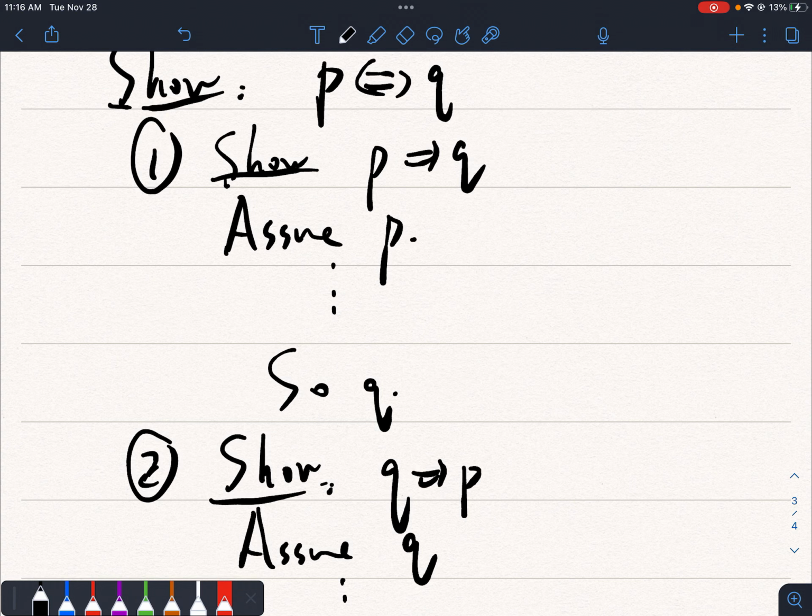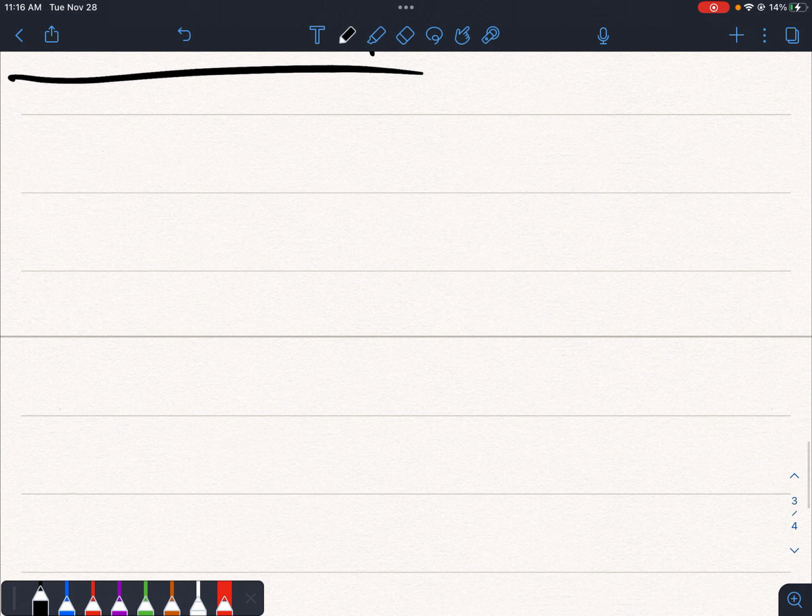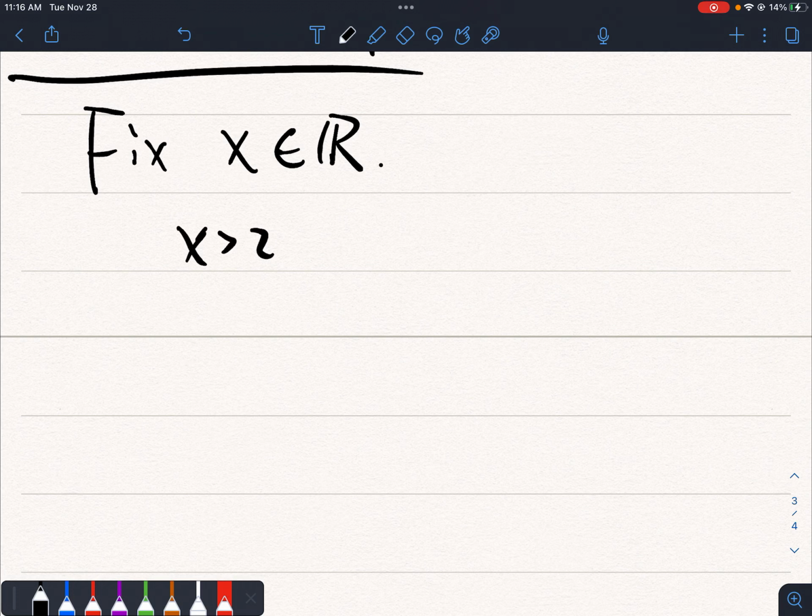So maybe we can look at some examples. So I have some examples. Let's first fix some variable x, let's say in R. So now let's say we want to show x bigger than 2 will imply x bigger than 1. Okay, so this is the statement that we want to show. So this is the statement in the form of P implies Q.